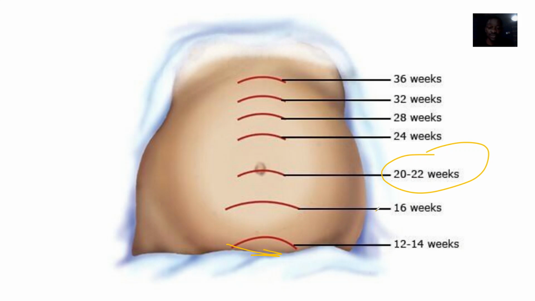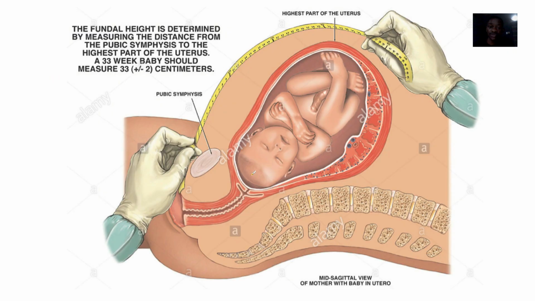If you measure it, use a measuring tape. So what you measure, the centimeters you got, if it is 24 centimeters, the baby is 24 weeks old. If it is 26 centimeters, the baby is 26 weeks old. But this is a traditional method of trying to know how old a baby is, and it can have limitations.